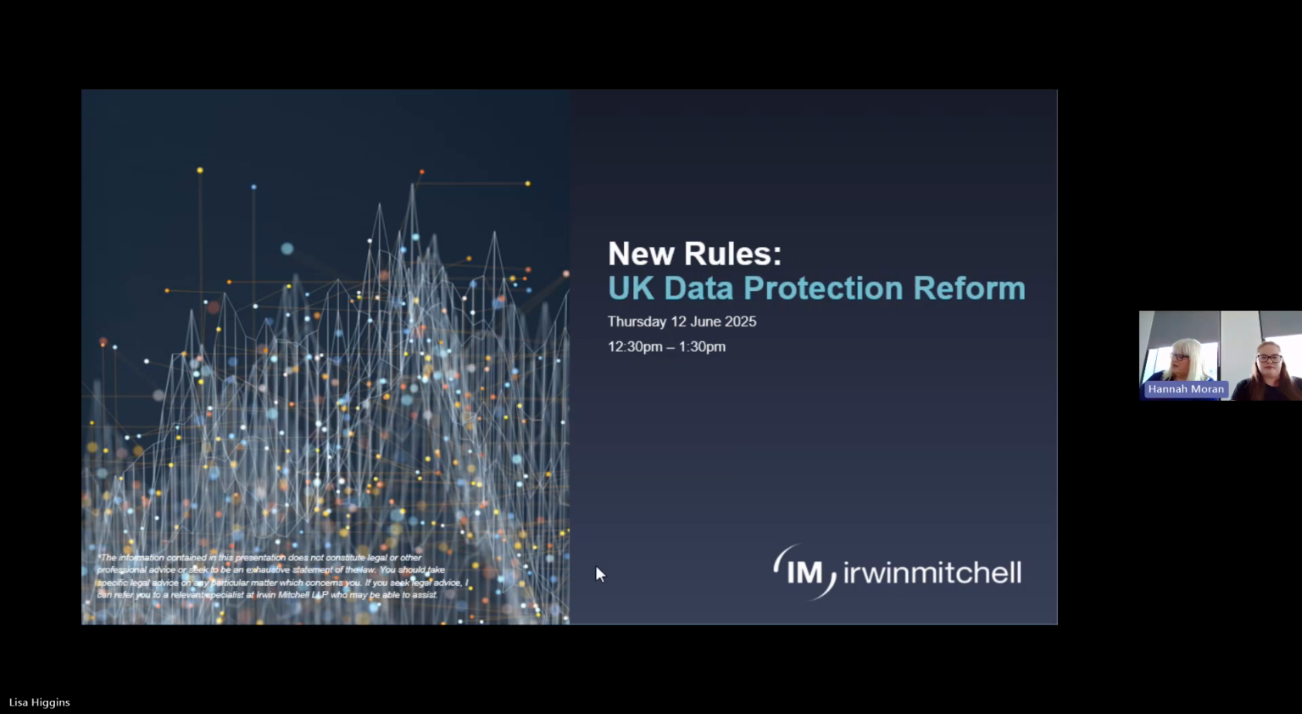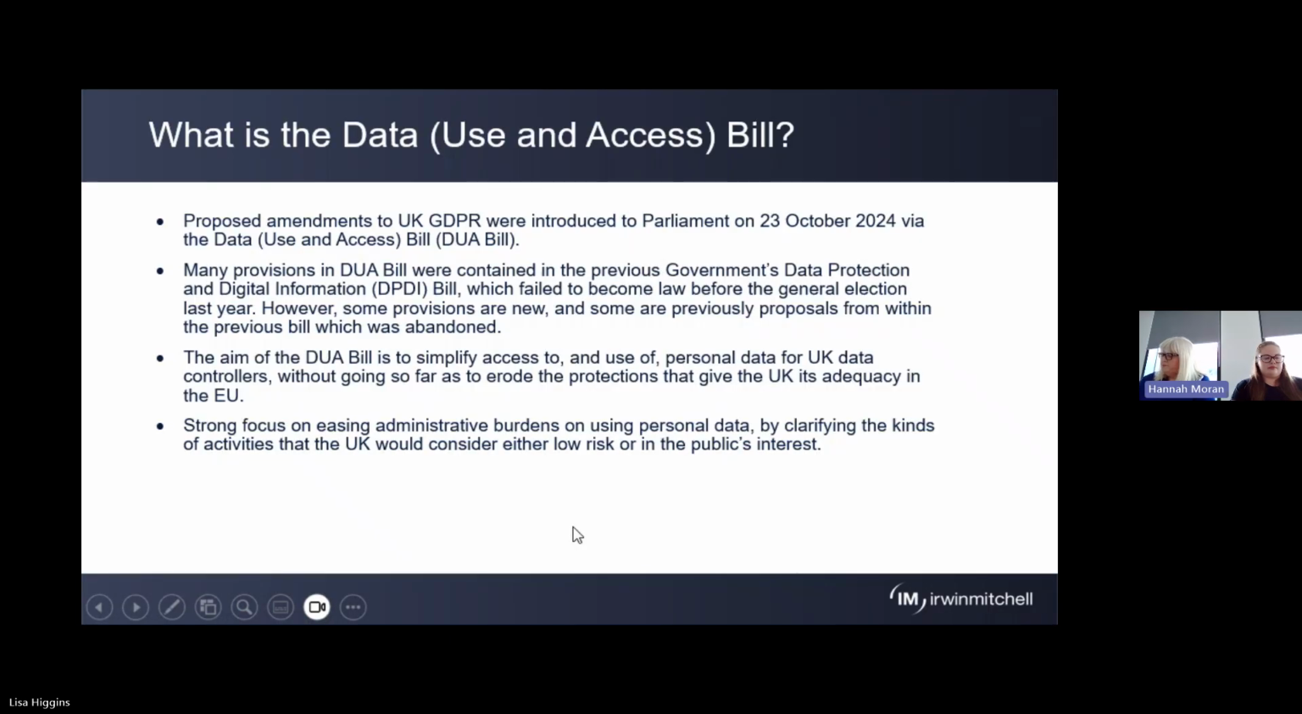If we can move to the next slide, what happened? So this is the third attempt at data protection reform. Those of you who watch data protection issues will know that during the Conservative governments, there was DPDI 1 and DPDI 2. And then with the change of government, we've got the Data Use and Access Bill. Yesterday, as I say, it did get passed and it has been agreed. So we now have the Data Use and Access Act.